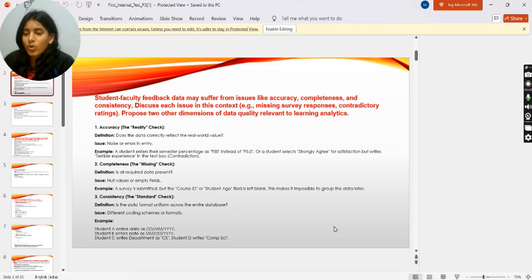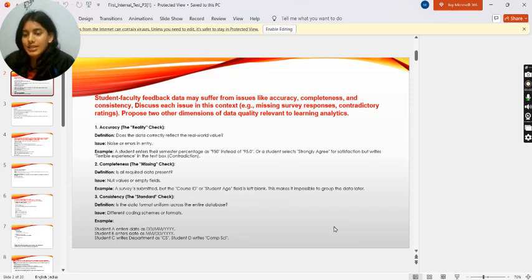Definition: is all required data present? Issue: null values or empty fields. For example, a survey is submitted but the course ID or student age field is left blank. This makes it impossible to group the data later.